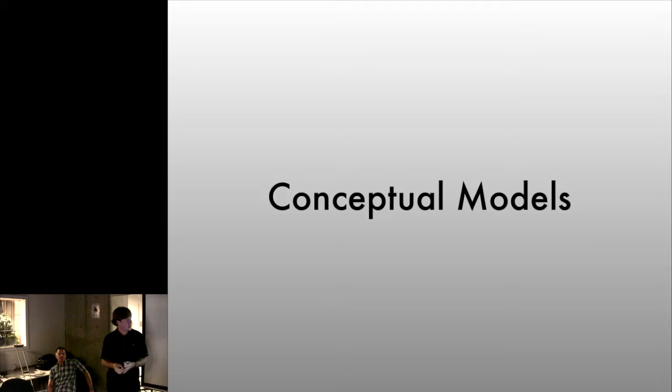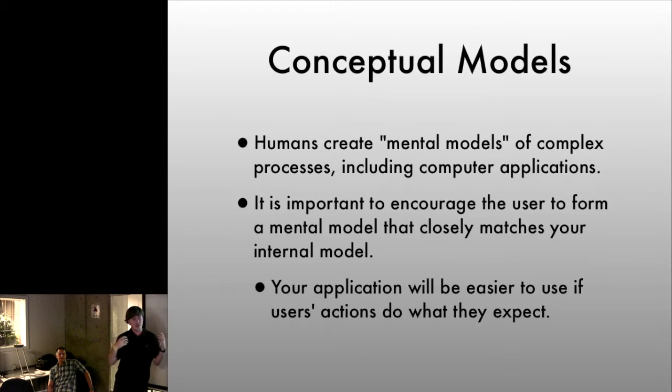So the next thing I want to talk about are conceptual models. One of the cool things about humans is that, without even thinking about it, we automatically make mental models of things that are complicated. We're so good at this, we're not even aware that we're doing it. I should note that Norman is also a psychologist, which is how he thinks about a lot of these things. And this is especially true of computer applications.